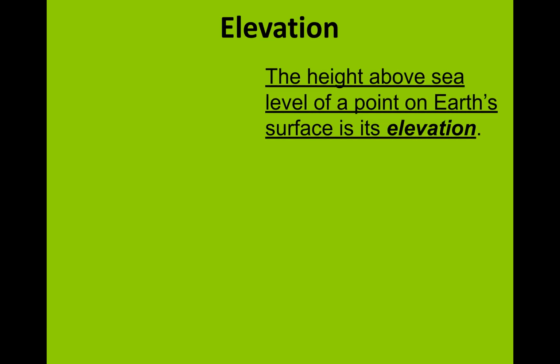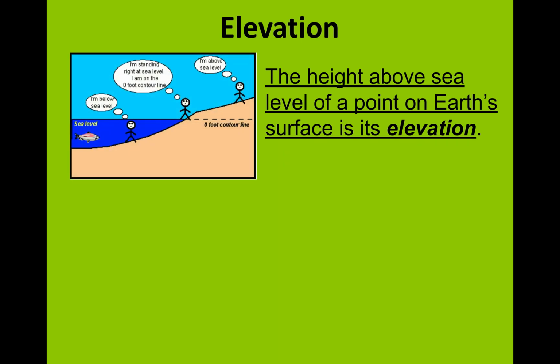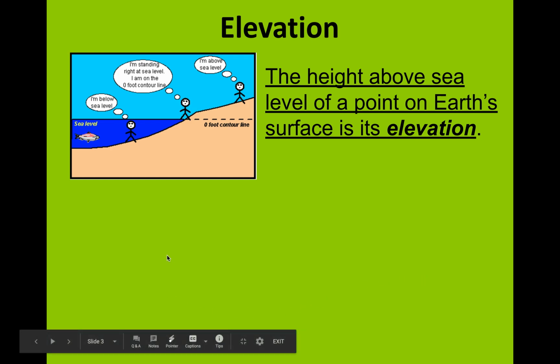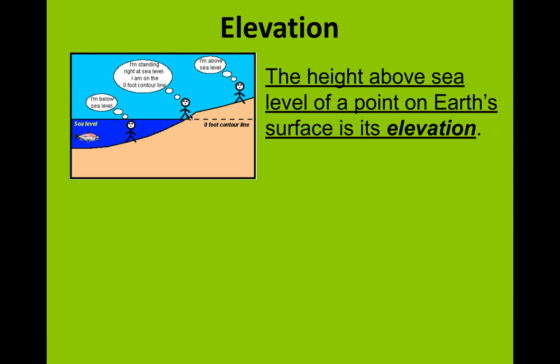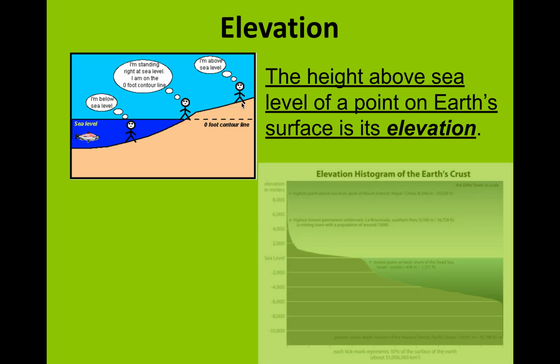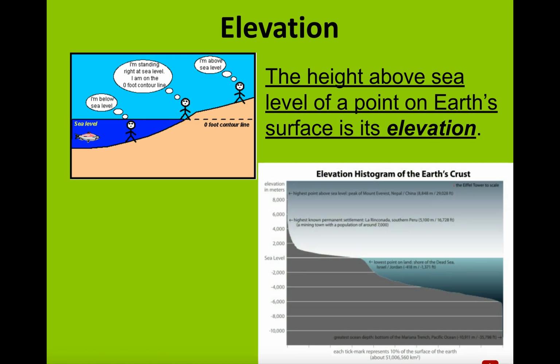Elevation. That's the height above sea level of a point on Earth's surface. So you can see sea level is in the water. And if you are even with the sea, you are on a 0-foot contour line. And then if you're above sea level, obviously you're however many feet above. So this shows you the elevation of the Earth's crust.